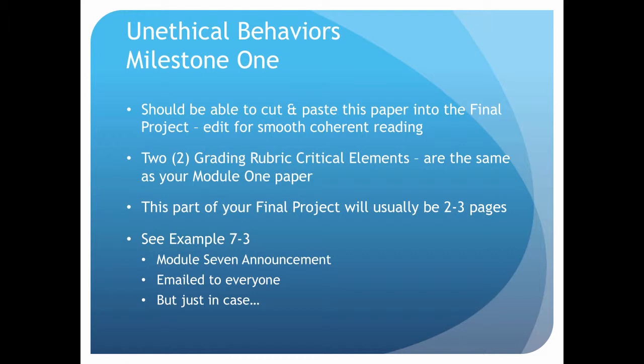So the only thing you may have to do is some fine-tuning, some editing to smooth it out. There are 2 grading rubrics out of the 11 that are in your final assignment. They're the same ones that were in Milestone 1, Assignment 2-2. This part of your final project should be maybe 2 or 3 pages long to give you an idea.